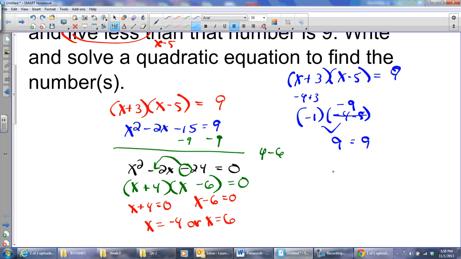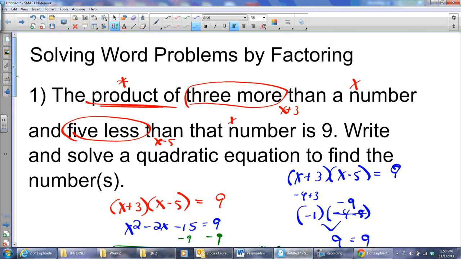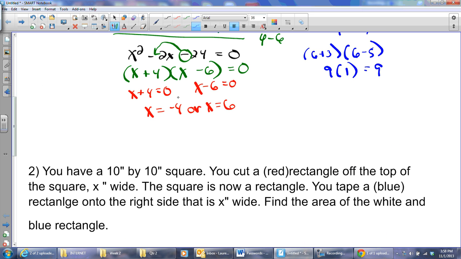Okay, and now if I put 6 in, I'm going to get 6 plus 3 times 6 minus 5. Well, that's going to be 9 times 1, which is 9. So they both appear to work. I'm going to go back and check the story, and it says the product of 3 more than a number and 5 less than that number is 9. Write and solve a quadratic equation to find the number or numbers. So my solution is correct.